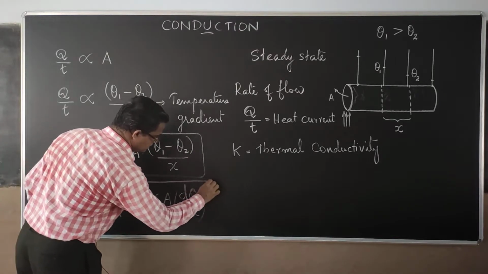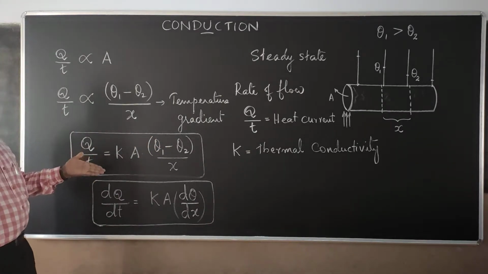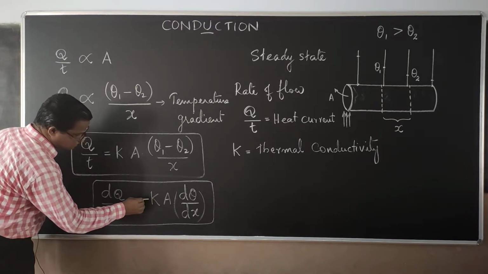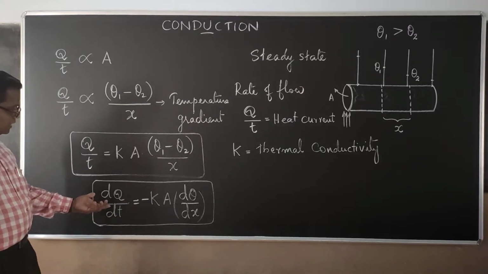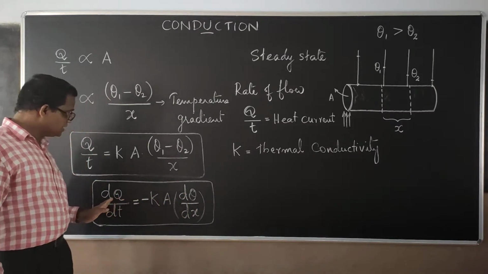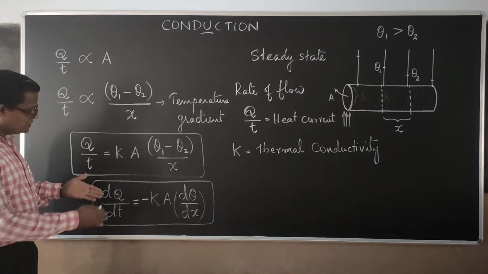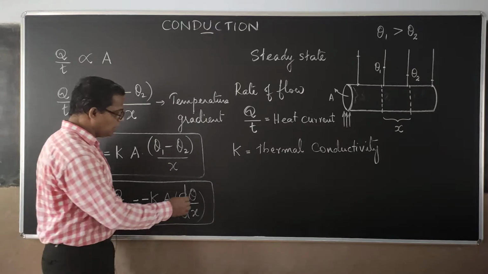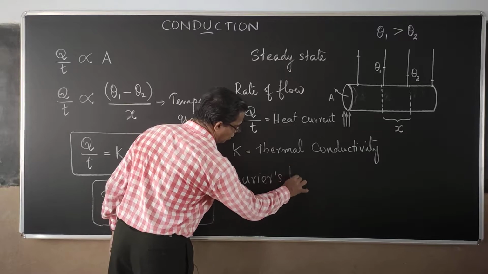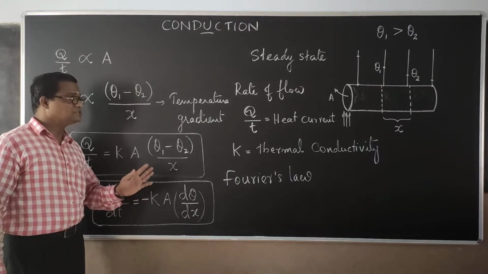This is the differential form of what we call the rate of flow. And here you can have a negative sign because the heat energy is decreasing, or the temperature is decreasing along the direction of flow of heat. That is why there is a negative sign. And this equation is called Fourier's law. Fourier's law in conduction.